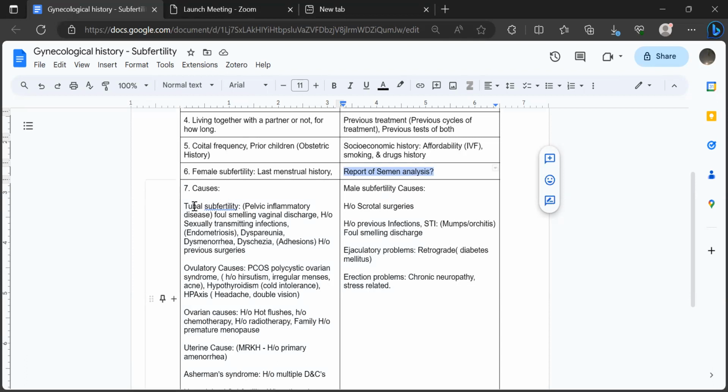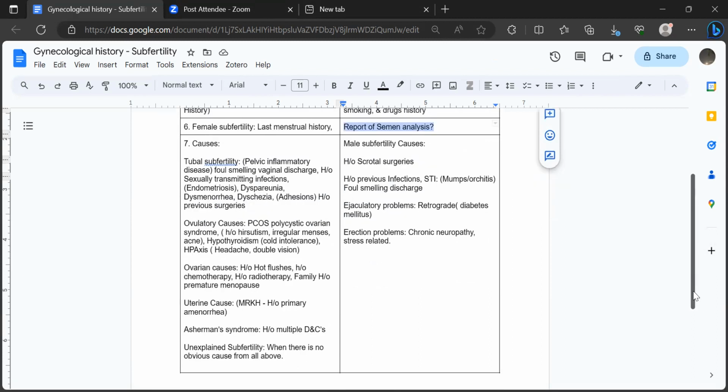Causes of female subfertility. Number one is tubal subfertility. Pelvic inflammatory disease is one of the causes that can cause tubal subfertility. Endometriosis is another cause, and adhesions is the third cause. To ask about pelvic inflammatory disease, you have to ask about foul smelling discharge, any previous sexually transmitted infections, dyspareunia, dysmenorrhea, dyschezia. To rule out the ovulatory causes, you have to ask in the history about hirsutism, irregular menses, and acne. That will tell us about PCOS.